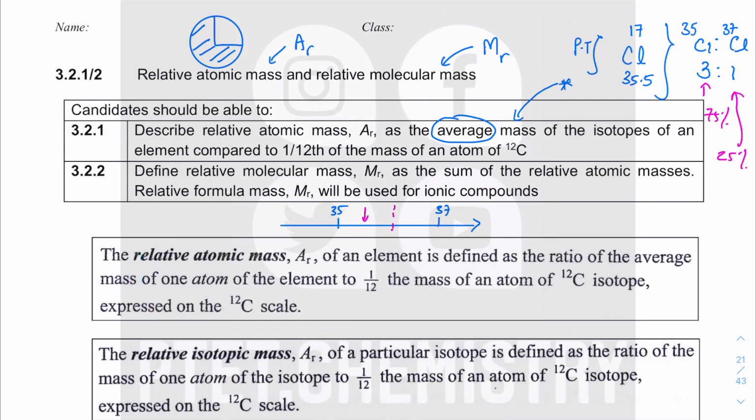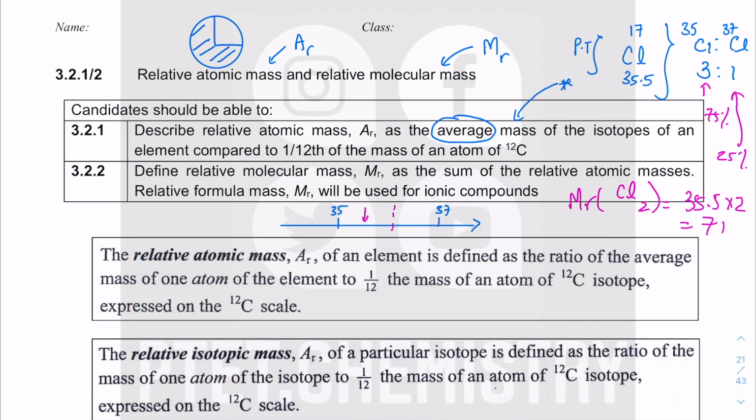For example, if you have Cl2, this is a molecule. Okay, these are atoms, this is a molecule, so it has relative molecular mass. So the sum of the individual relative atomic masses: 35.5 is the relative atomic mass. So the Mr of Cl2 will be 35.5 times 2, which is 71.